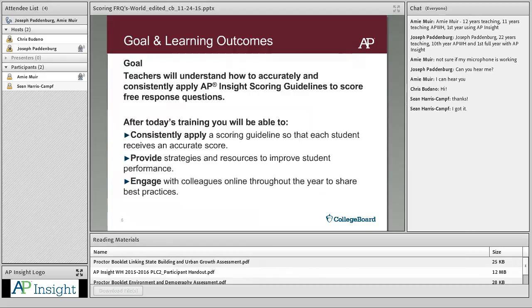Want to make sure that we understand how to accurately and consistently apply the AP Insight scoring guidelines to free response questions. So at the end today, you should be able to consistently apply them and provide help to your students to help them improve, and also getting access to colleagues to improve your own ideas, tapping into other best practices.